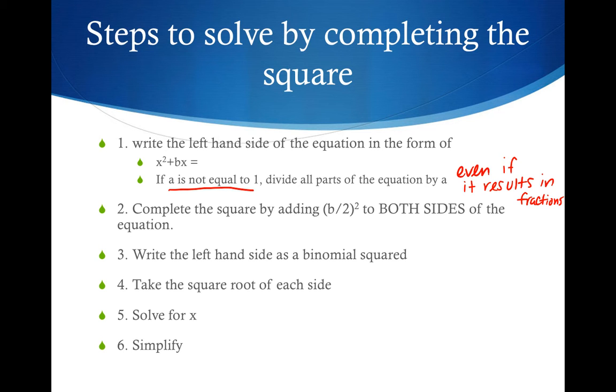Then you're going to complete the square by adding b over 2 squared to both sides of the equation. Make sure that you're adding to both sides. We have to keep things balanced. Then you're going to factor and write the left-hand side as a binomial squared. So essentially you're going to have something squared equals everything else. It'll be like an x plus or minus a number. Then you can solve by taking square roots. So you'll take the square root of each side, you'll solve for x, and simplify.